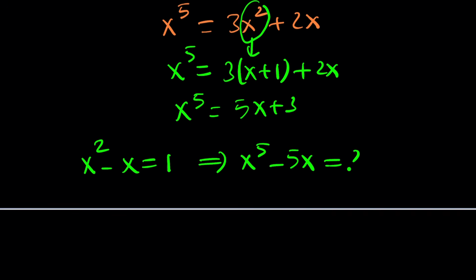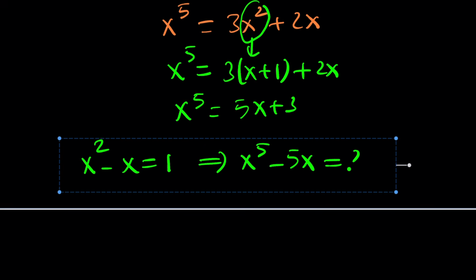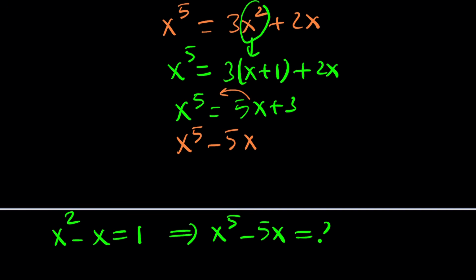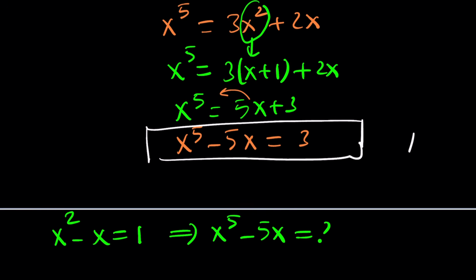We're going to do a super duper mathematical touch here, because this is really going to solve the problem. Like, boom, that's it, right? Now, if you go ahead and subtract 5x from both sides, what do you get? X to the fifth minus 5x is equal to 3. So you're kind of solving the problem without solving the problem, whatever that means.